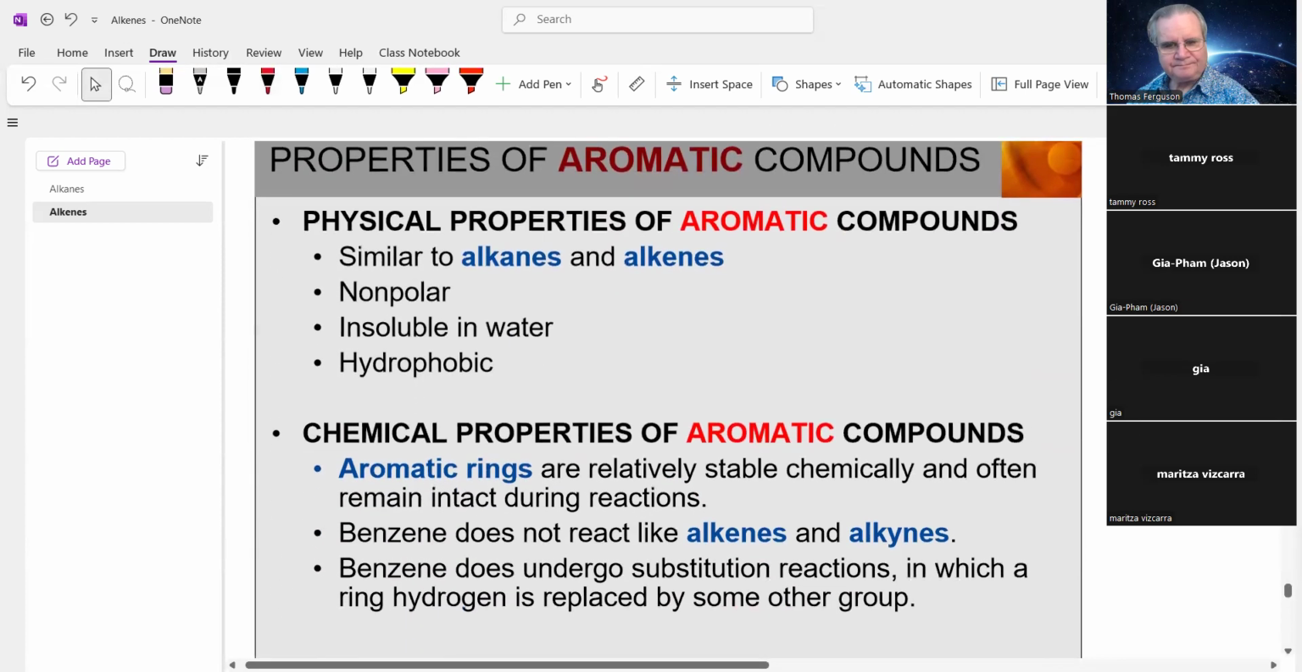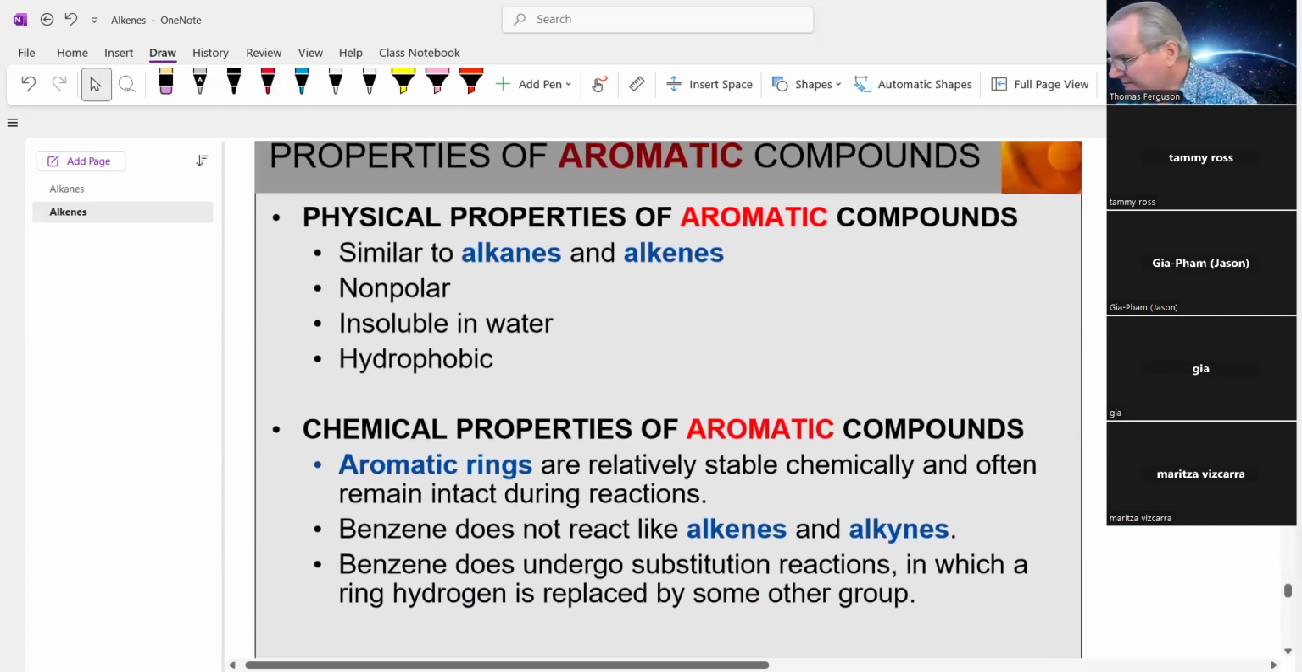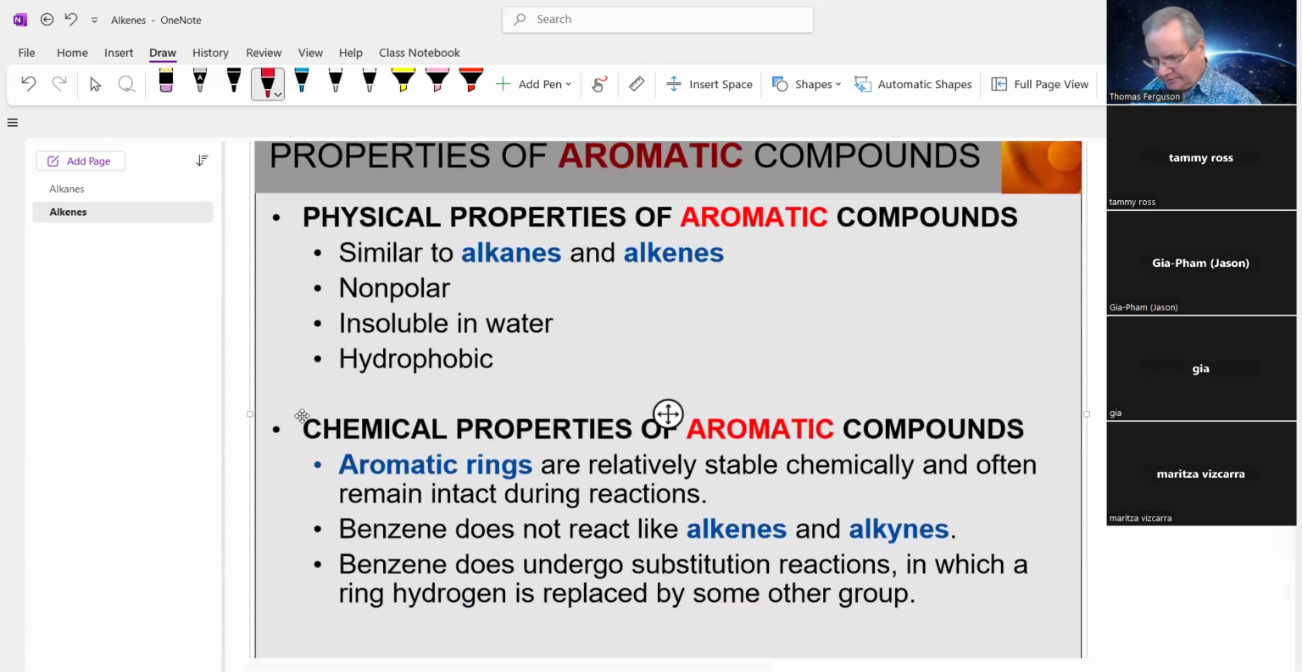Okay. Aromatics are very consistent with alkanes and alkenes: nonpolar, insoluble in water, hydrophobic. Whenever you refine crude oil, you end up with a mixture of aromatics and aliphatic compounds. That's why gasoline has a whole bunch of benzene in it, a bunch of toluene in it.